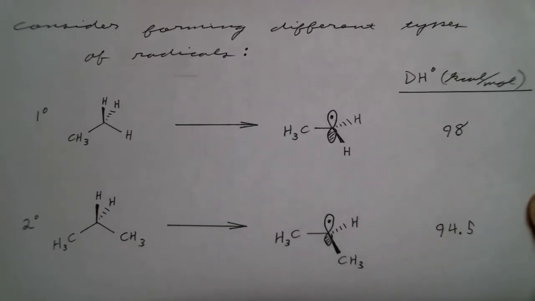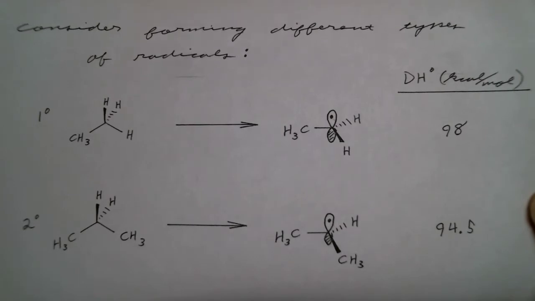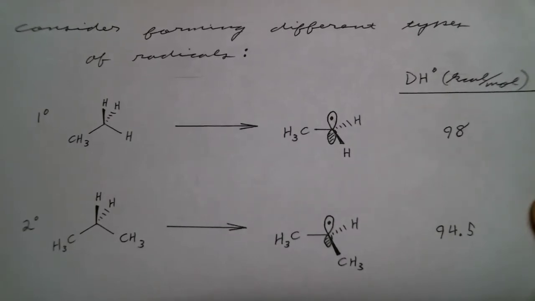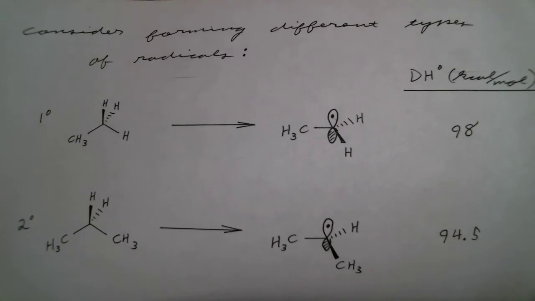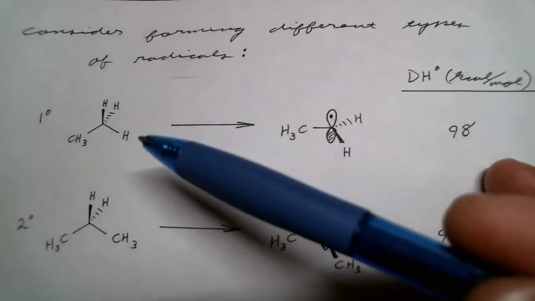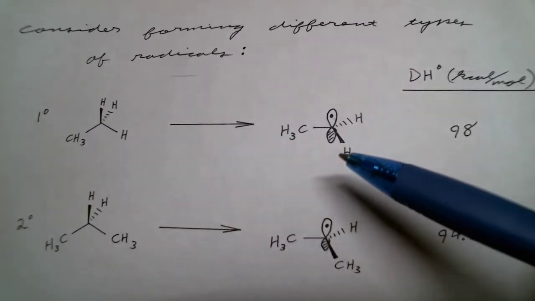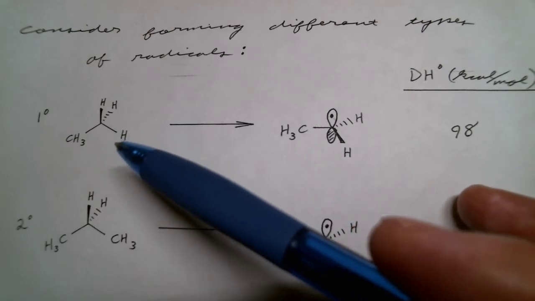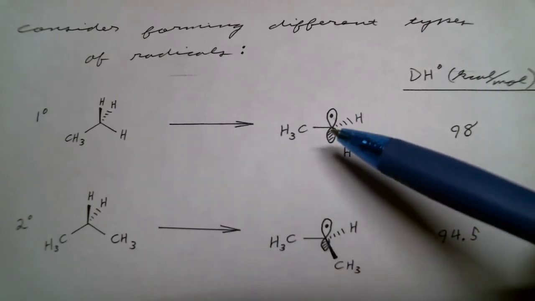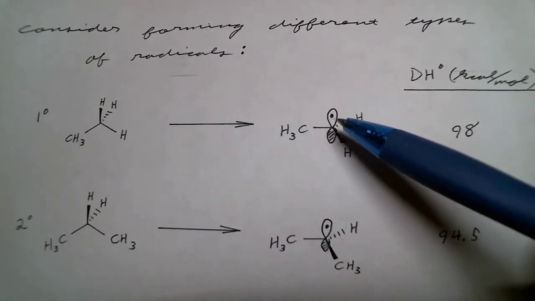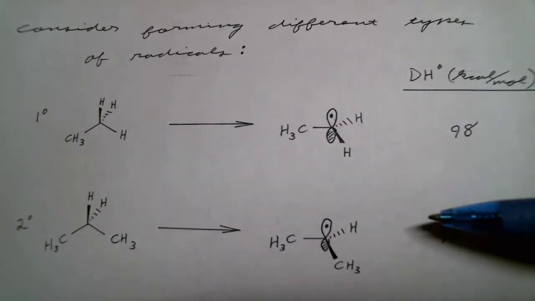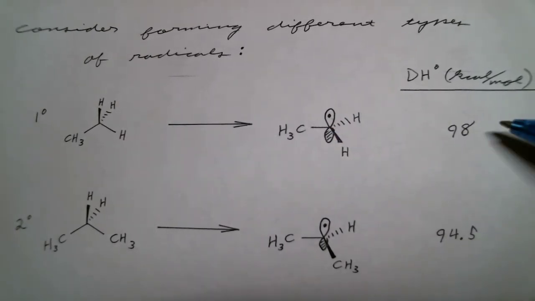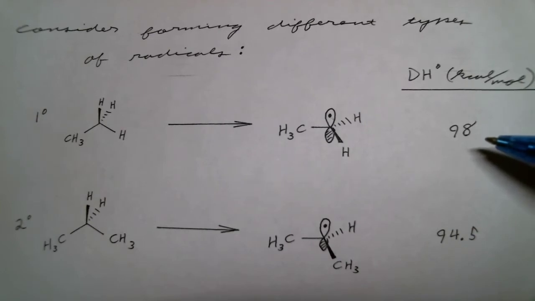Let's consider forming different types of radicals as we continue our discussion on the allylic system in our section on delocalized pi systems. For example, here we have ethane. We're going to make a primary radical by abstracting a hydrogen and leaving one of the two electrons in that carbon-hydrogen bond behind on the carbon atom in a p-like orbital. What is the dissociation energy for that? Apparently it's 98 kcals per mole.